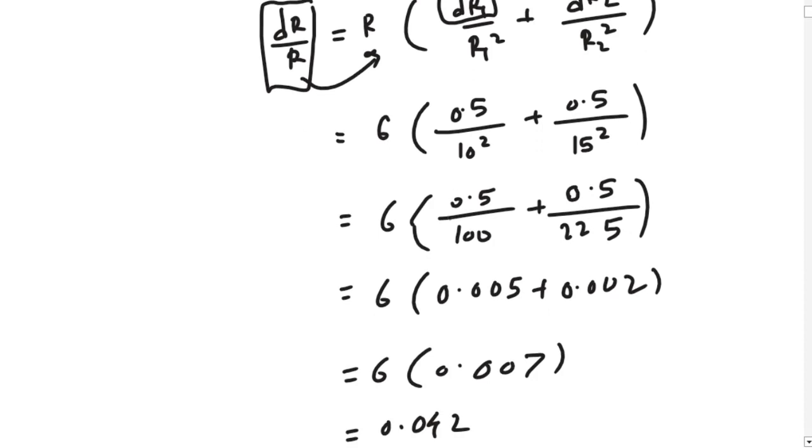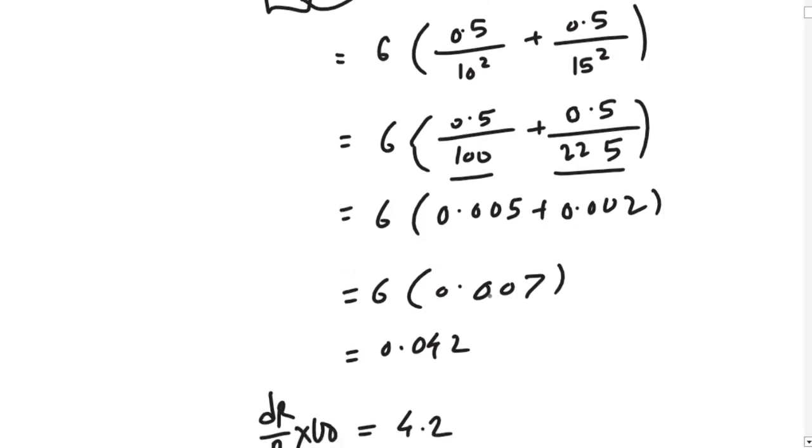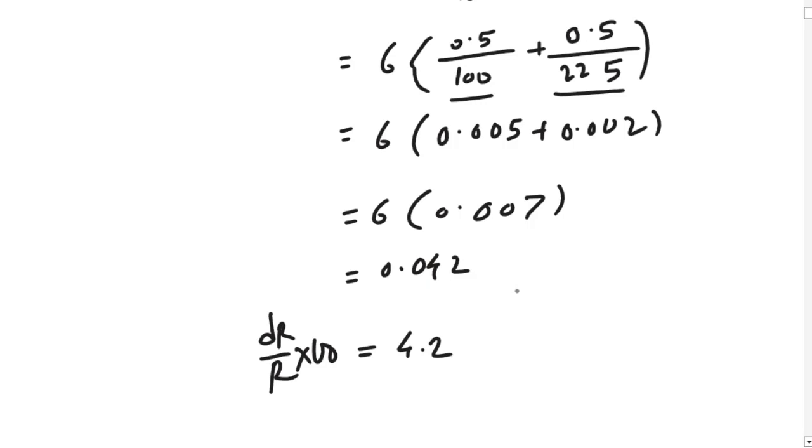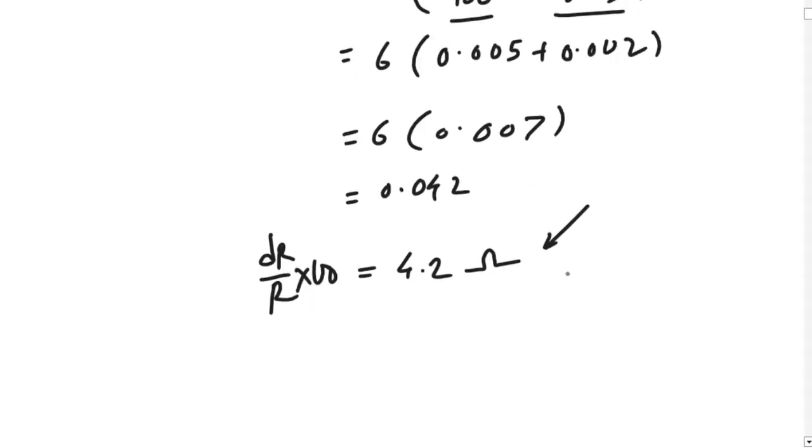So here you might face some problems because in the denominator there is a bigger number and in numerator there is a smaller number. So you might find a little bit difficulty in calculating these values, but after you calculate, what you get is 6 into 0.007, which comes out to be 0.042. So that is the relative error, and then to get the percentage error we have to multiply by 100 both sides. So that comes out to be 4.2 percent. So that will be the percentage error in calculating of equivalent resistance.